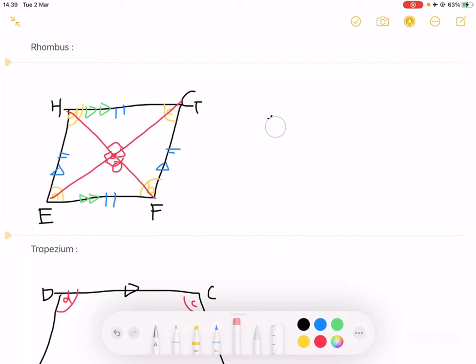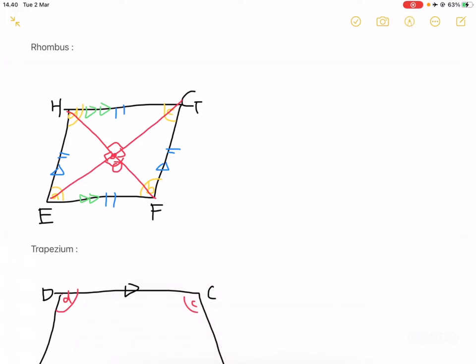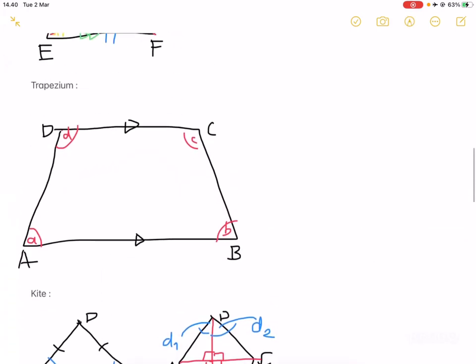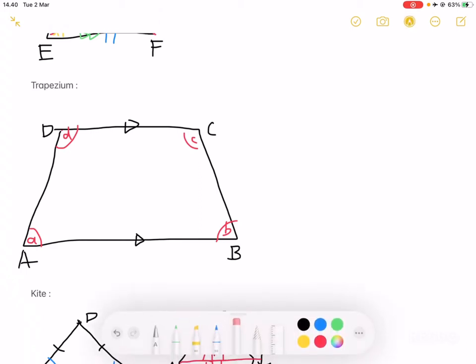So that's it for the rhombus. And the second last one is the trapezium. The trapezium has a pair of parallel lines as seen right here.